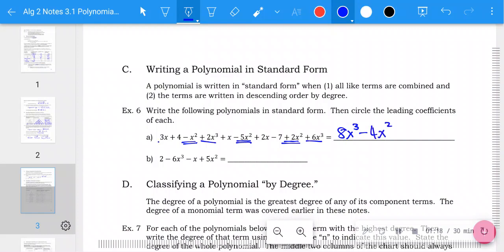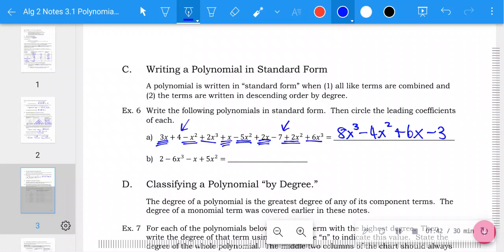And then you can combine your x's. There's 3. 1 more makes 4. 2 more makes 5, 6. So you get 6x there. And you're going to combine your constants at the end, and I see a 4 there and a minus 7 there. So that's going to be minus 3.